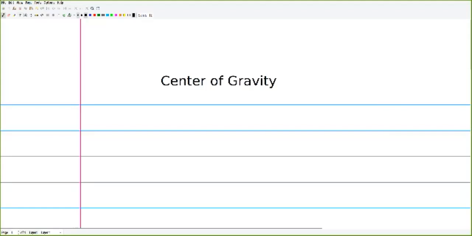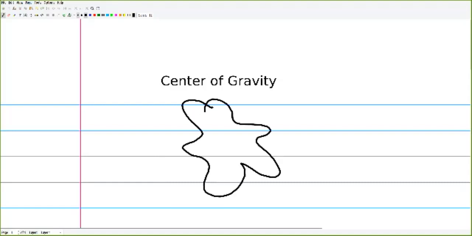The center of gravity is a point in our body that holds all its mass. So let's say we have a rigid body, but it's not symmetrical, right? And there is a point, maybe here, where all the mass is concentrated.